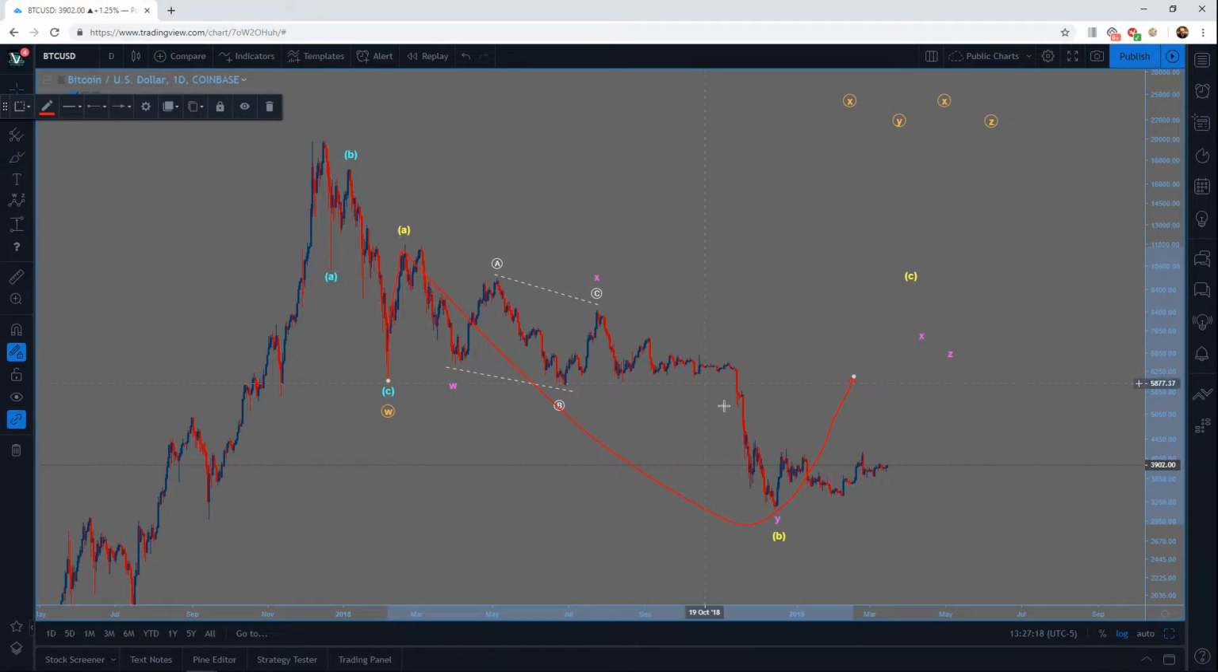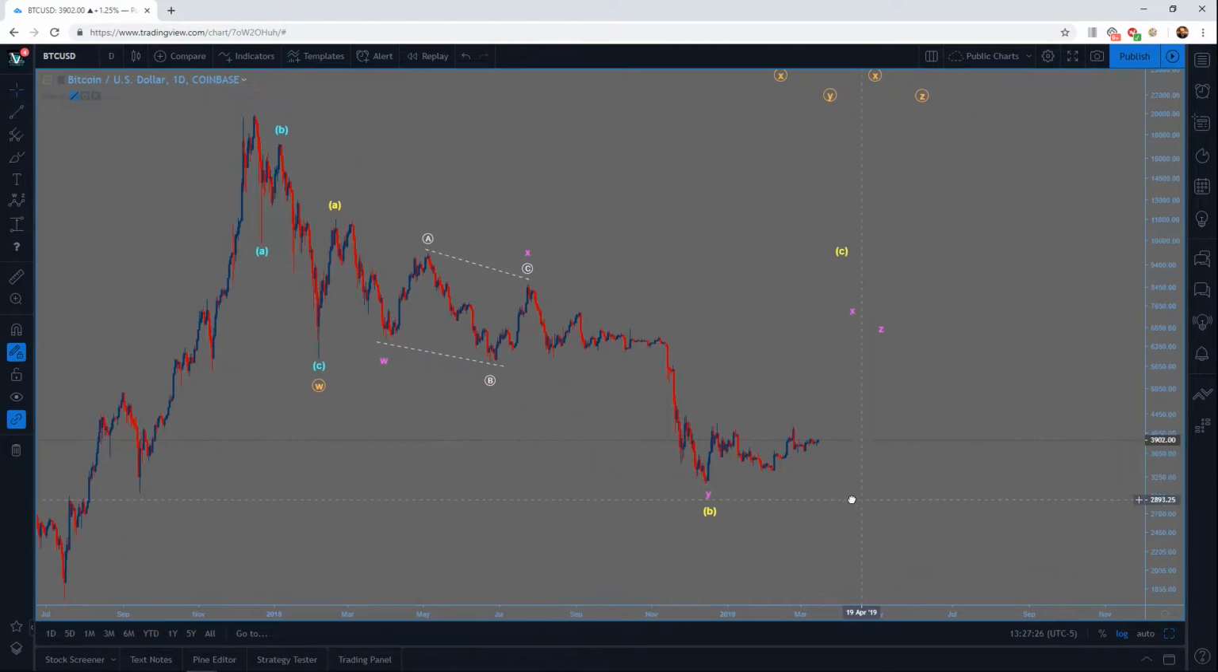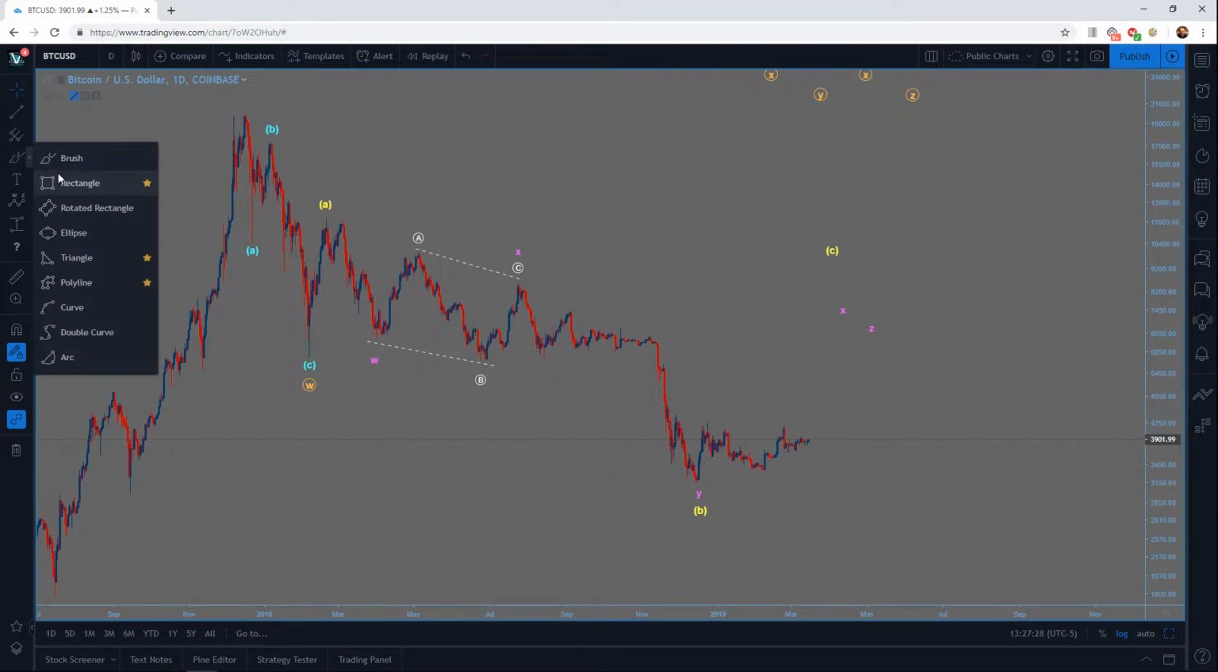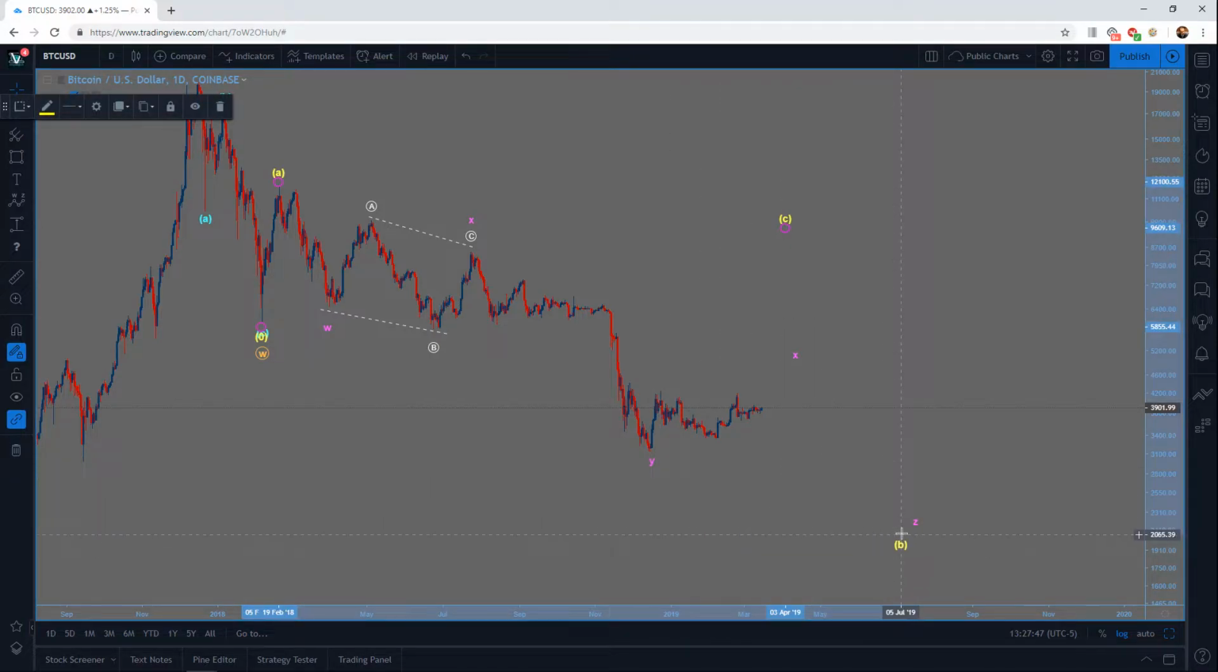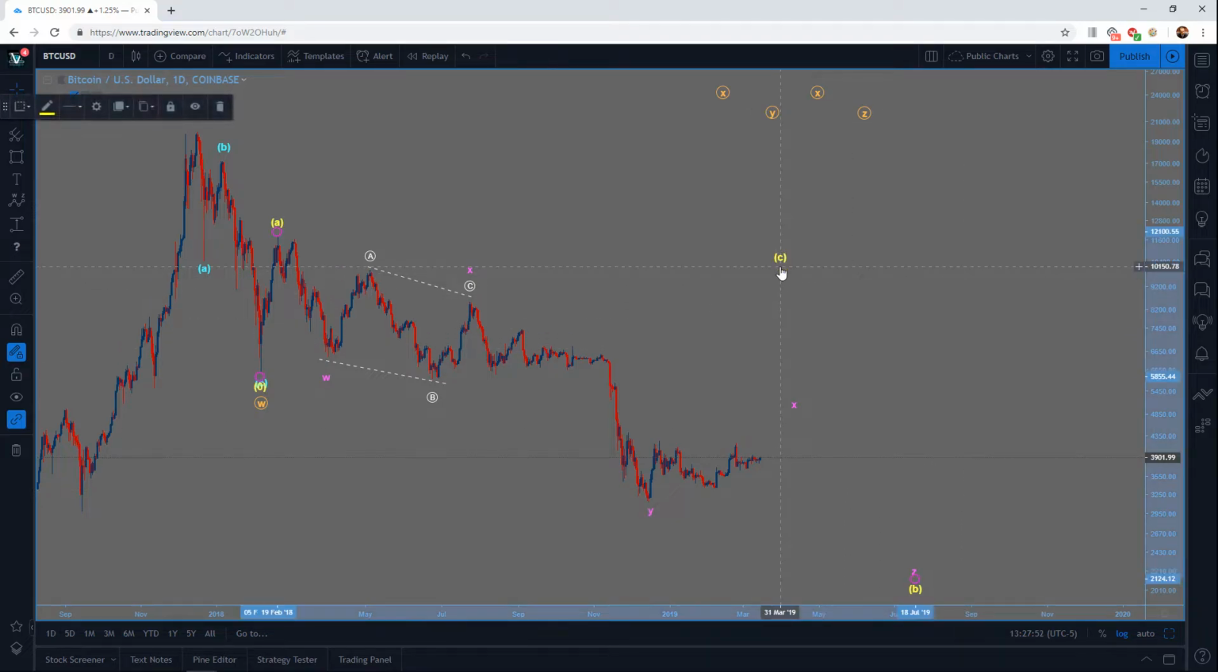In my opinion, Y could easily be done here. However, I don't believe that that's how it's playing out. This move, following this, I just proposed to you, is corrective. And I believe it's corrective to this move here. So in my opinion, I think we are putting in another X wave to come down for Z, forming a larger B wave, followed by an impulse of C up.